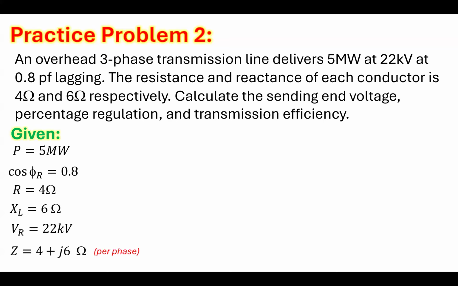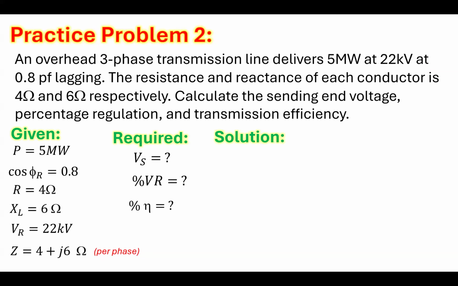So again, susulat uli natin lahat ng given. The power is 5 megawatts. The power factor is 0.8 lagging. The resistance is 4 ohms. And the inductive reactance is 6 ohms. The receiving end voltage is 22 kilovolts. And the impedance is simply R plus X sub L or 4 plus j6 ohms. This is the per phase value.